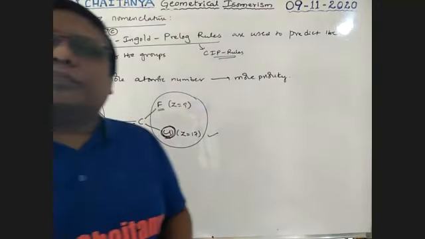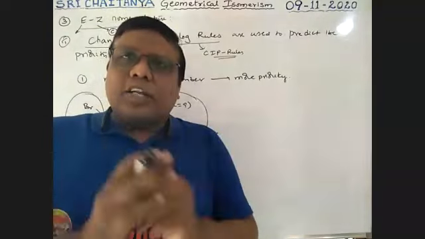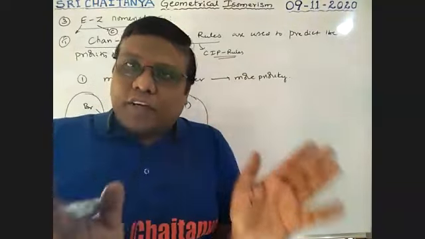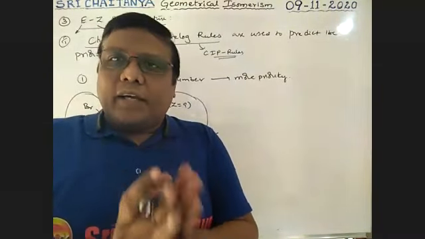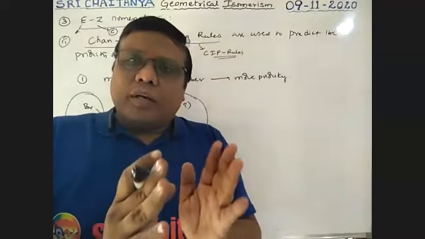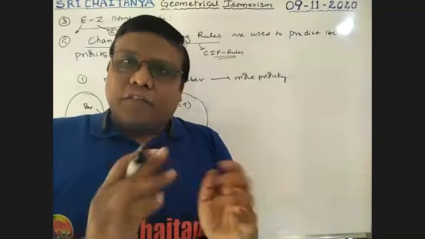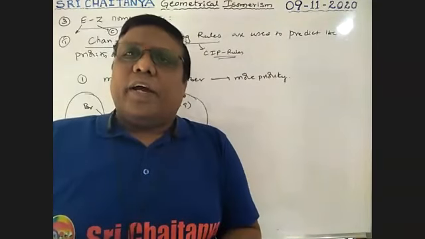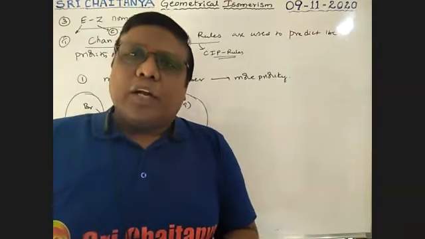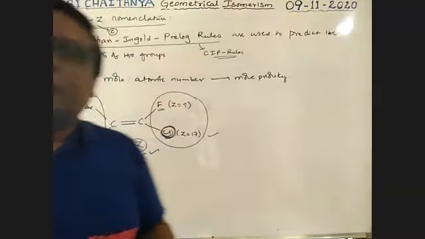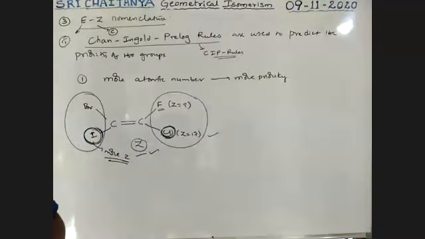Cis means it is Z form. That means if the directly attached atoms of the double bonded carbons are different, you should just identify which one has more atomic number, and that has more priority. Okay, it is the first rule.